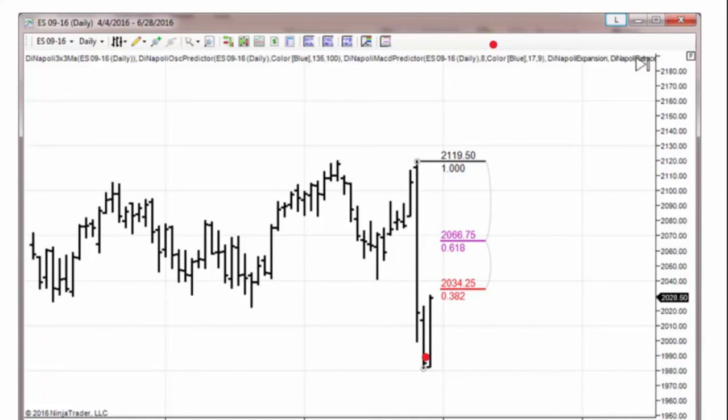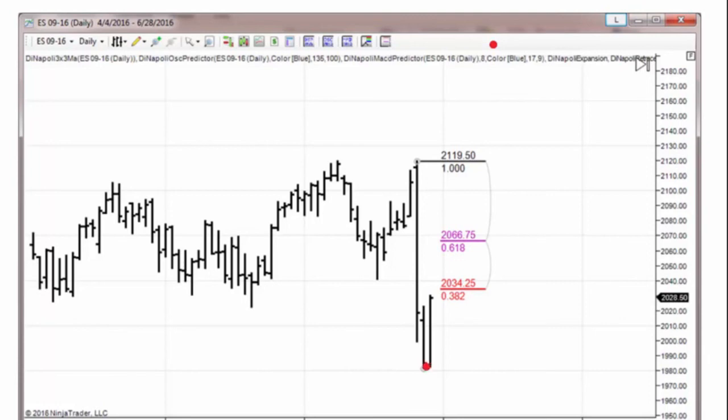However, I had done all of my numbers, and I knew that there was massive DiNapoli support down at this point, or very close to this point. Therefore, it was absolutely foolish for me, even though I was positioned incorrectly because of an error, it was absolutely ridiculous for me to get out of this thing because that's where I would be buying it.